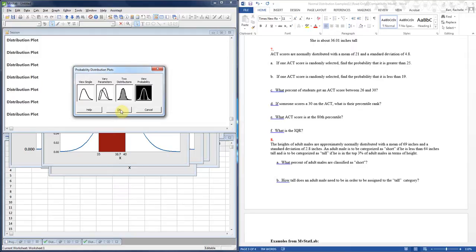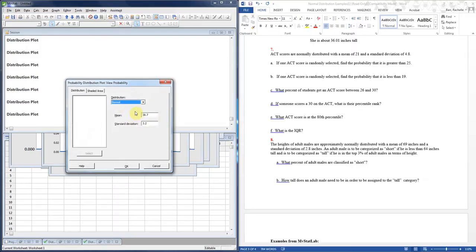Believe me, at this point, you'll probably have this memorized. Let's hit OK. All right, I'm going to change my normal to being 21 as the mean, because that's the mean of the ACT distribution. And then 4.8, because that is the standard deviation of the ACT distribution. Let's go to shaded area.